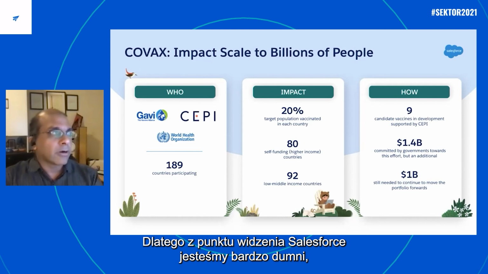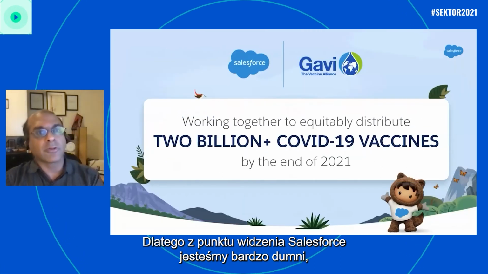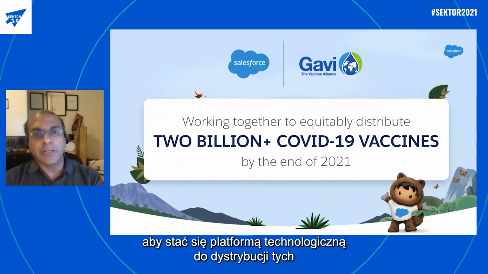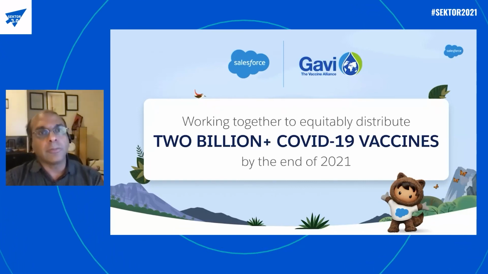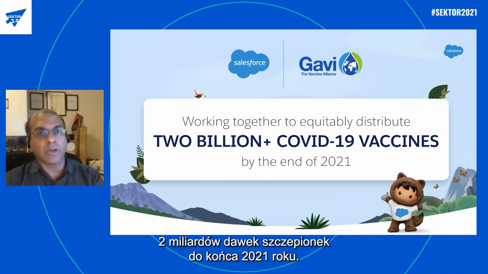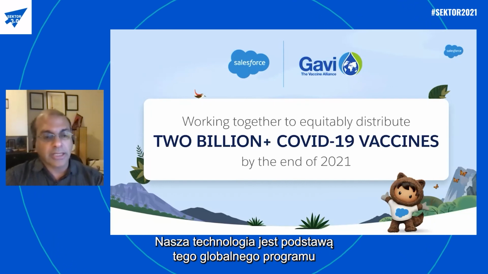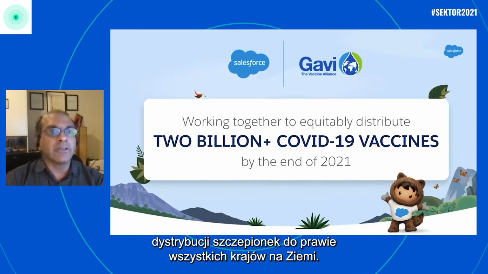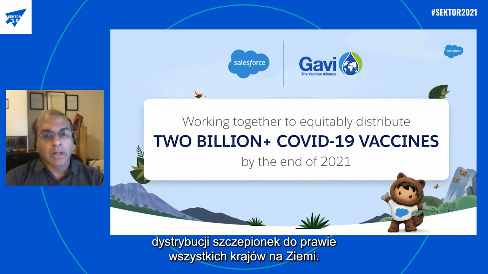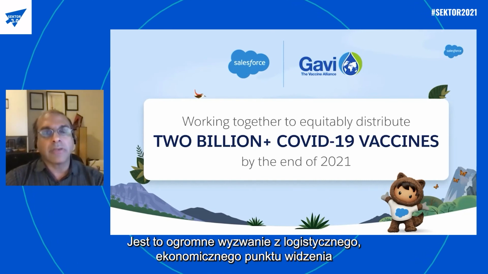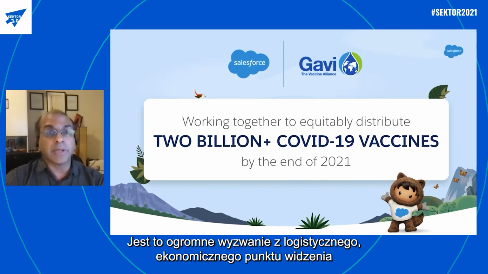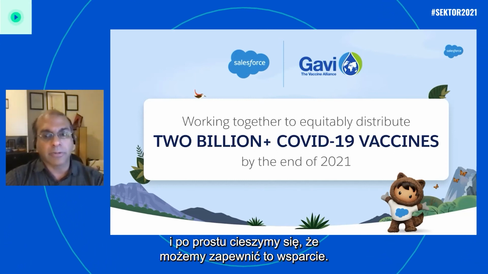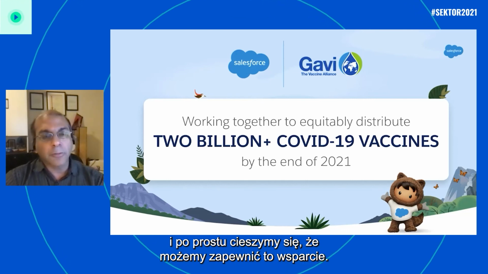And so we are very proud from a Salesforce perspective to have partnered with COVAX to be the technology platform to distribute these 2 billion vaccine doses by the end of 2021. Our technology is the underpinning for this global scheme to distribute vaccines to almost every country on Earth. And this is a massive challenge from a logistics standpoint, from an economic standpoint. And we're just really happy to be able to provide the underpinnings of this.